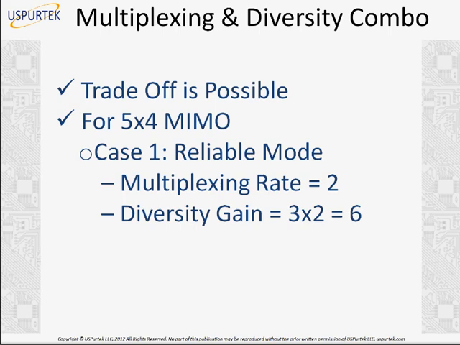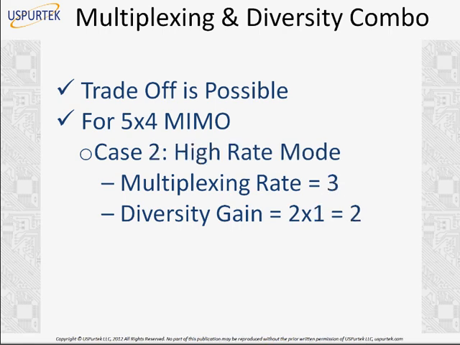Now how? Let's say case 1, we have a reliable mode, where our application requires very reliable communication. This could be useful for, let's say, emergency response systems or military communications, or where the data cannot be lost at all. Then we could adjust our multiplexing rate to 2. What this means is we are dedicating 2 antennas on the base station and 2 on the receiver for transmitting data, so that we have a multiplexing rate of 2. We're doubling our throughput, but we want to keep a reasonable diversity gain too. The remaining antennas, we are left with 3 on the transmit side and 2 on the receive side. So diversity gain will be 6 in that case. This is a reliable mode.